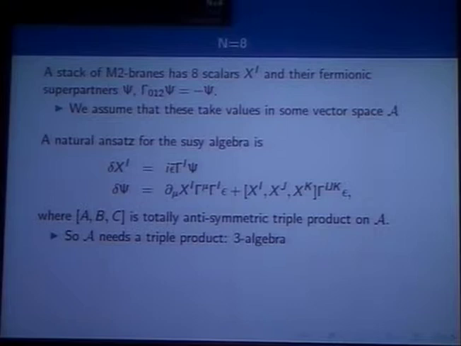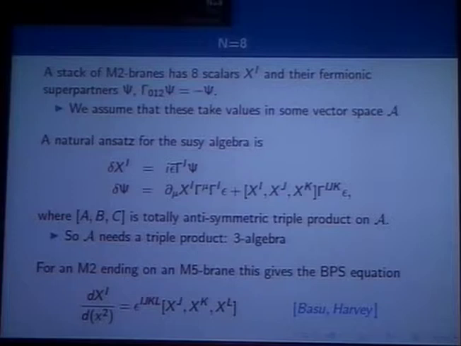Now, the other important feature is that if you look for the supersymmetry conditions of an M2 brane ending on an M5 brane, you get the following BPS equation, which is basically of the form written down by Basu and Harvey, and certainly their paper was my main motivation for starting this, which was, you know, what theory could produce this BPS equation. And you can see that to get this equation, you do need two things over here. You need that there's a triple product, obviously, and you need that there's gamma ijk, not gamma I.